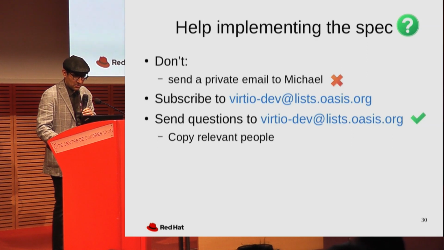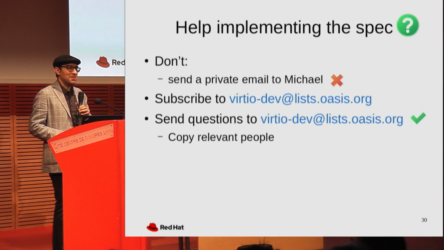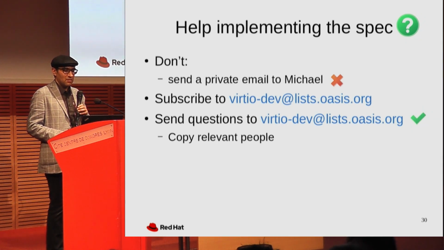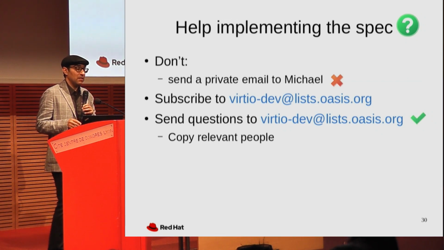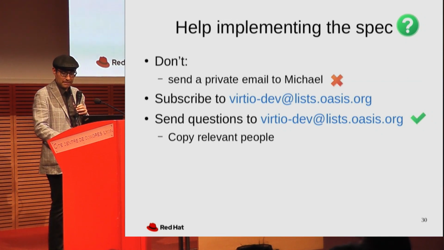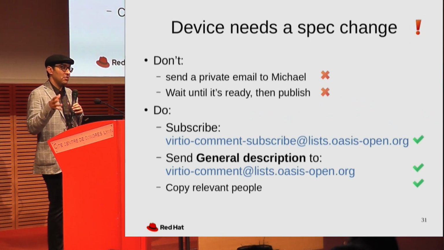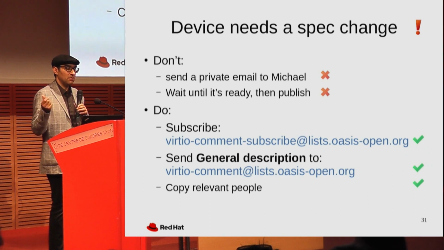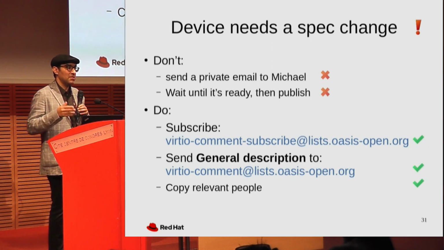All right, this is important to me. So you need help implementing the spec. What you shouldn't do is mail me privately. But do mail the mailing list and copy me, that's great. And if you want to make a change to the spec because your device has this great new feature, something not to do is to lock yourself up and work on the spec proposal for a year and then publish it. Something to do is to start publishing as early as possible.